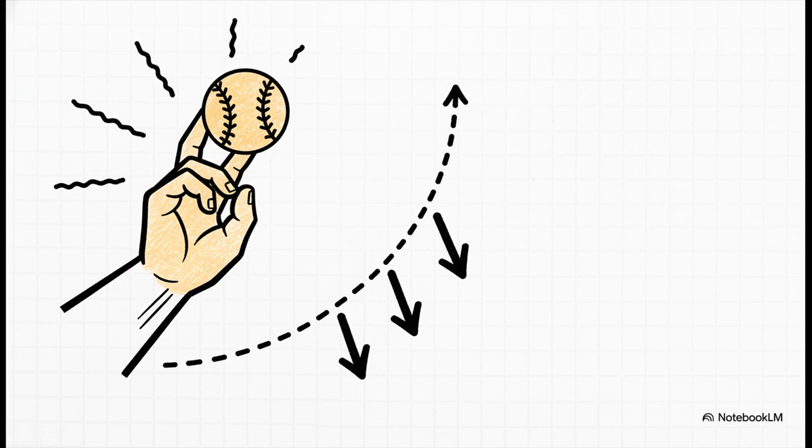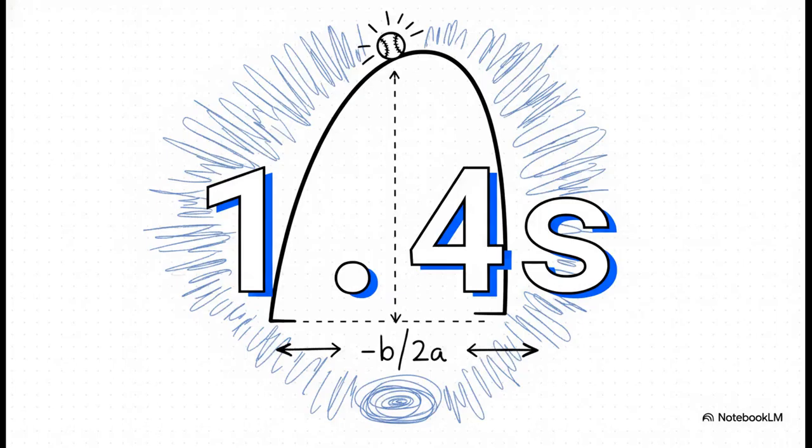Our starting height is 3 meters. That's the c term, exactly where the object starts. Our initial velocity is 14 meters per second. That's the b term, how hard you threw it. And that negative 5 in the front, that's the a term, representing the unavoidable force of gravity, pulling it right back down to Earth. So by calculating the vertex using negative b over 2a, we get exactly 1.4 seconds.